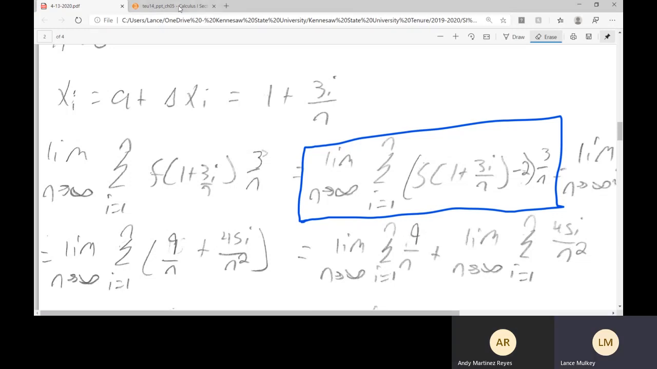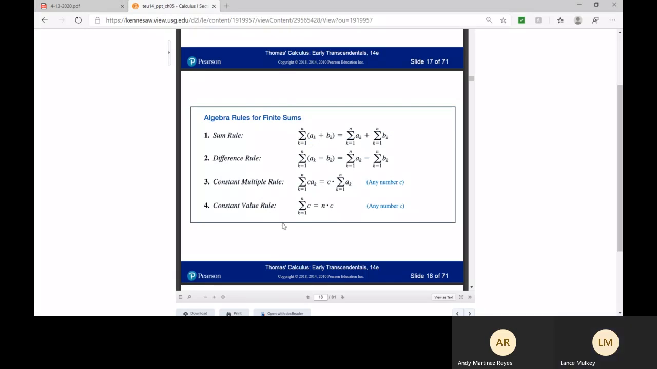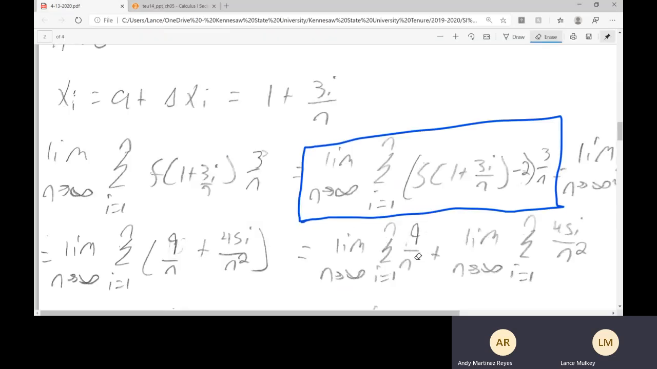Right here, you need this rule, the constant value rule, rule number 4. Pull out the 1 over n, and it would be sigma of i equals 1 to n of 9. All this, you pull out the n. And over here, you pull out the 45 over n squared, just so you can get i by itself.